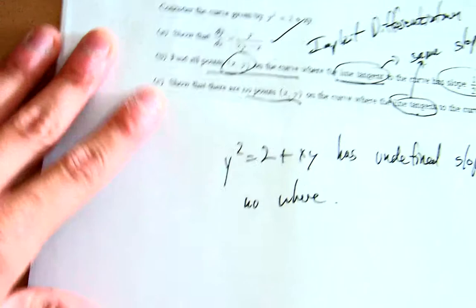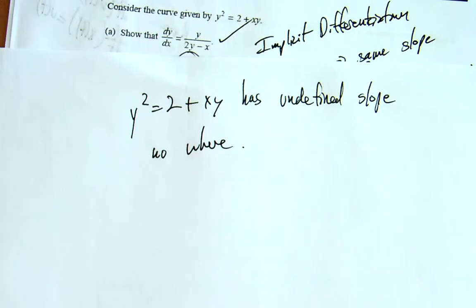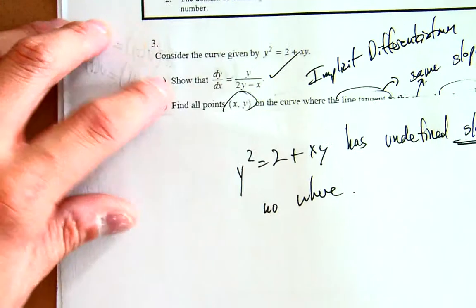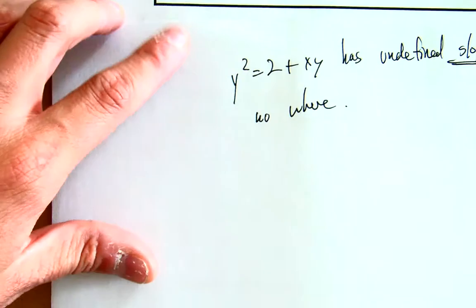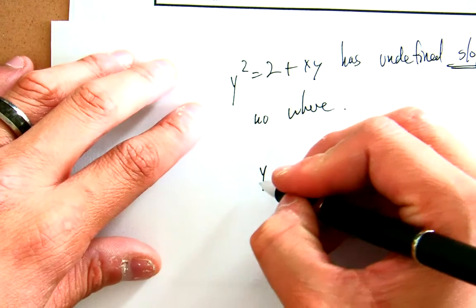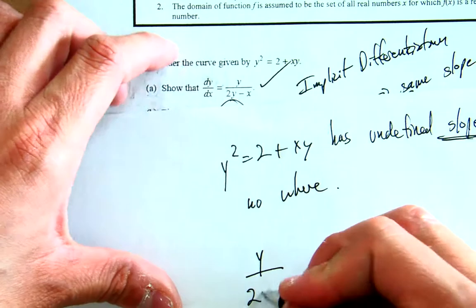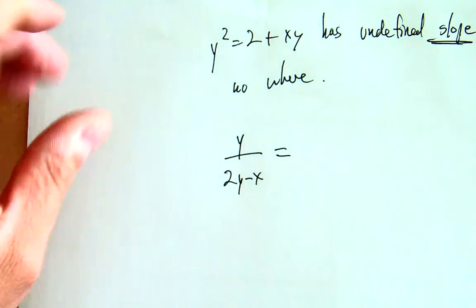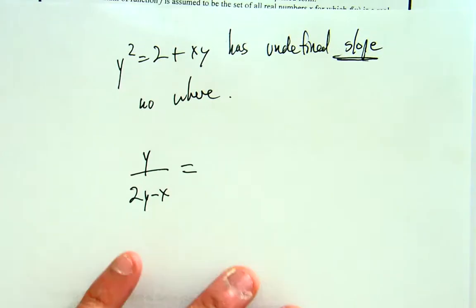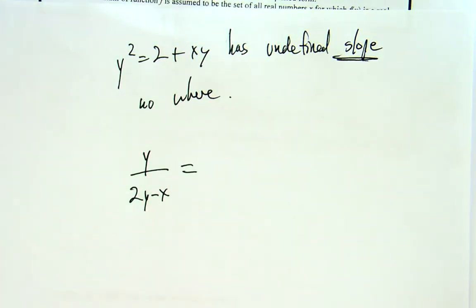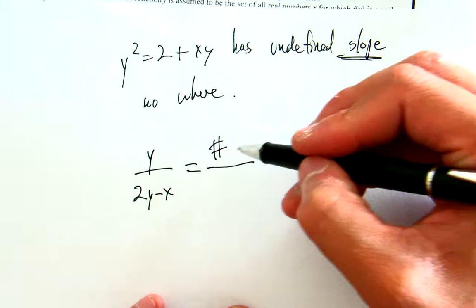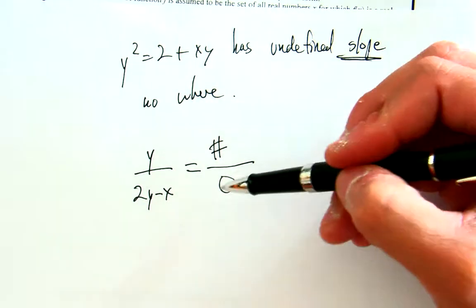So how do we do that? Well, we're going to pretend that it's true, and then we're going to solve it out. So we first need to find the slope. Well, we know the slope. Again, it's given. So I'm going to start out with that equation: y over 2y minus x. And we're going to set it equal to what? It's going to be blah, blah, doesn't matter, over 0. Why? Because you can't divide by 0.